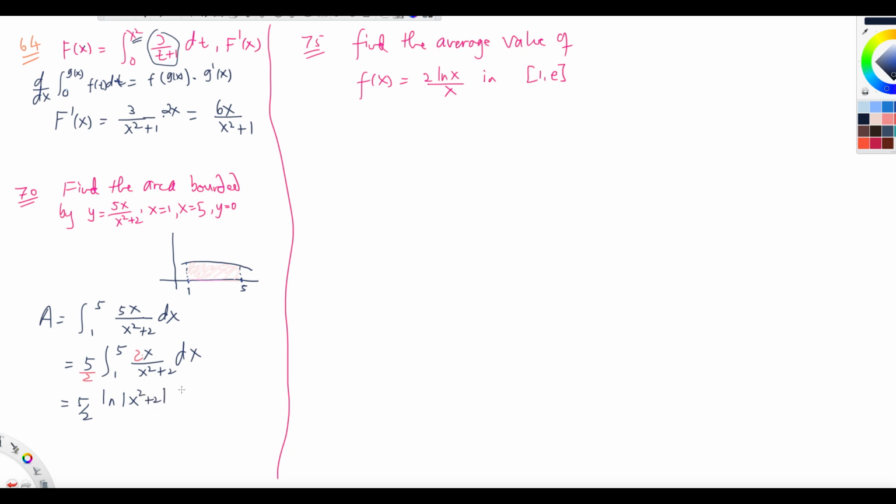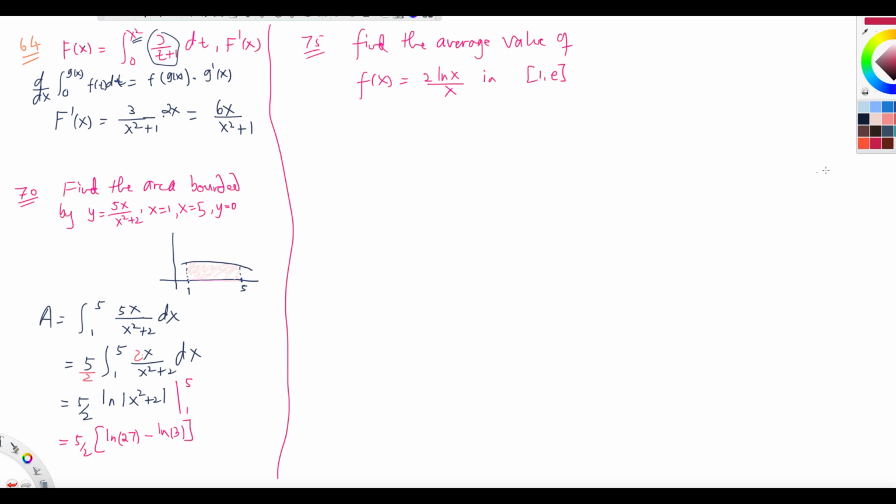We don't need plus c because it is a definite integral. If you write c, you will plug in 5 and get plus c, and then when you subtract and plug in 1, that will be minus c, so it cancels out. The limits are 1 through 5, so I plug in 5 first, then minus, and plug in 1. So 5 over 2 is there. Plug in 5: natural log of 5 squared, which is 25, plus 2, is natural log of 27. And then minus, plug in 1, you get natural log of 3, right?